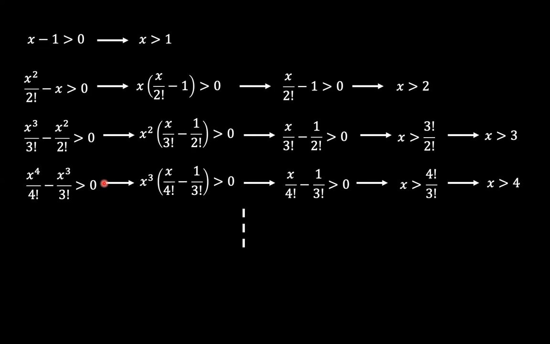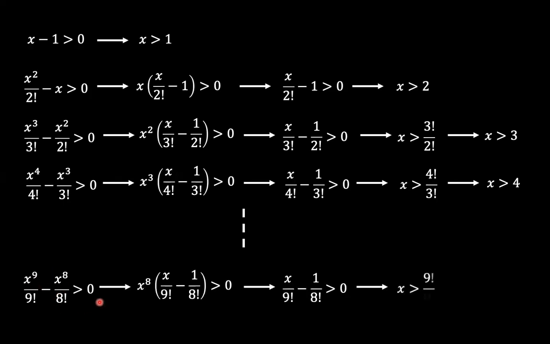And you continue like that until we reach a point where we say x to the power 9 over 9 factorial is greater than x to the power 8 over 8 factorial when this relationship is greater than 0. And so that happens when x is greater than 9 factorial over 8 factorial. That is when x is greater than 9, and that is in the interval x greater than 9 and less than 10. This is when x to the power 9 over 9 factorial is the greatest.